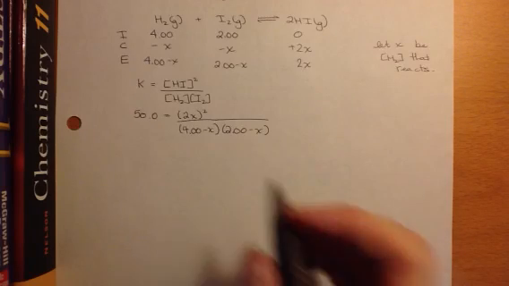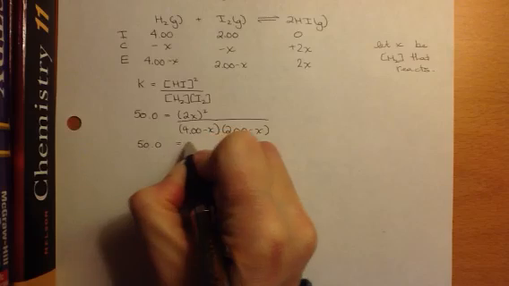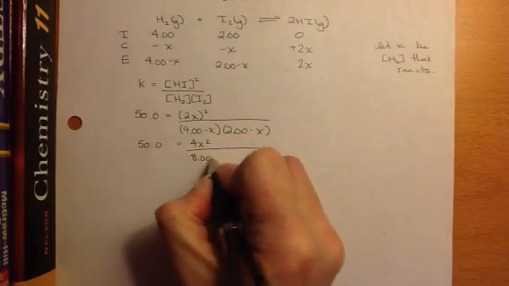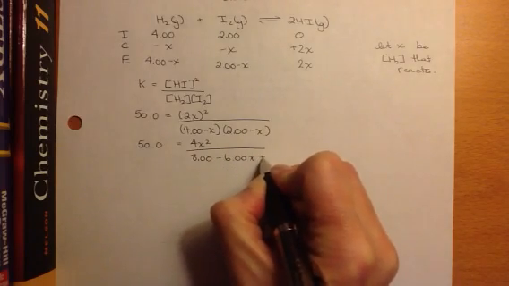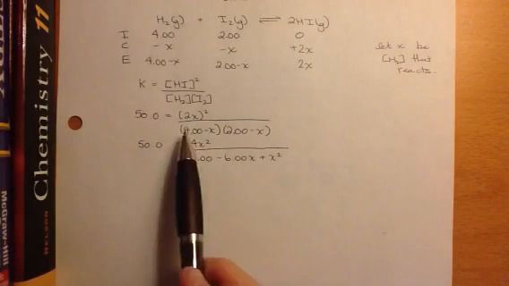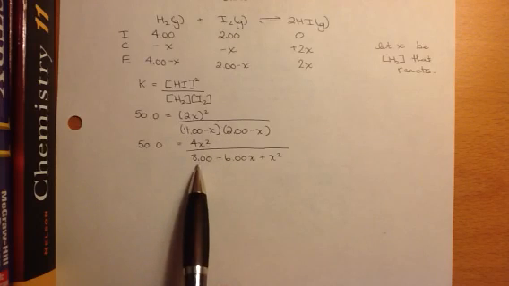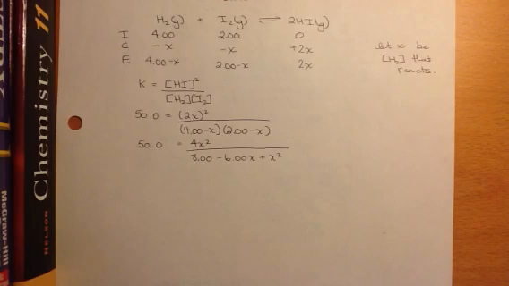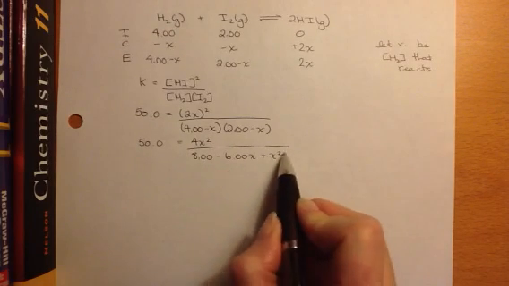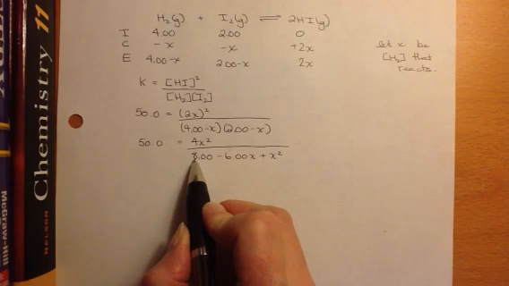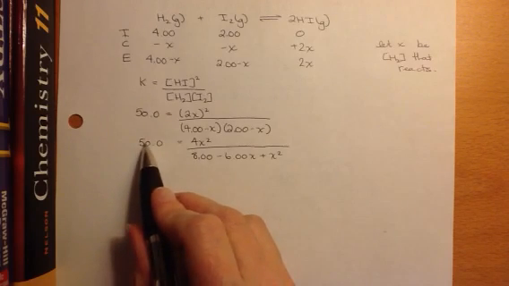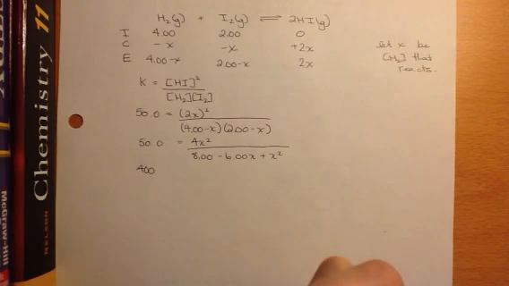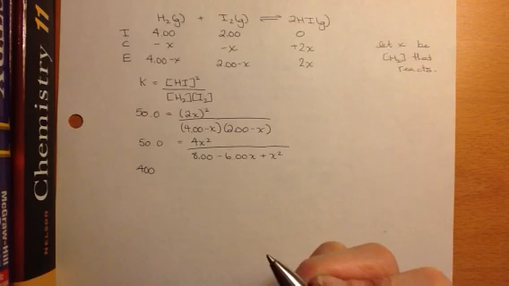So let's do that then. We'll FOIL out the bottom here. Four times 2 is 8 to give us the 8 here, and then we're going to have a minus 4x and a minus 2x giving us a minus 6x altogether. Now we want to get rid of this on the denominator here, so that means we have to multiply both sides by these terms. So that means we're going to be multiplying 50 by 8, minus 6x, and x squared. I'm going to drop the zeros from this point on just to make it a little bit easier for our calculation.